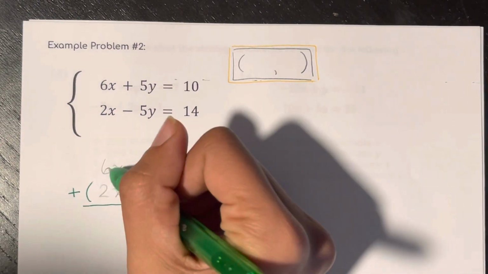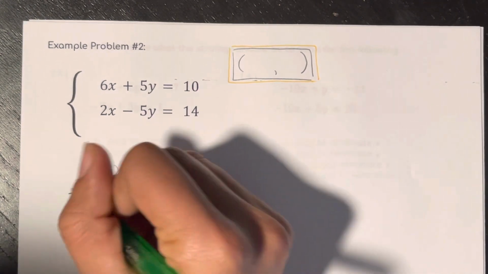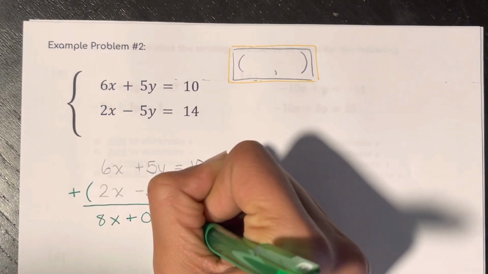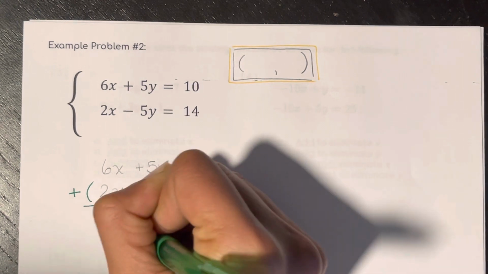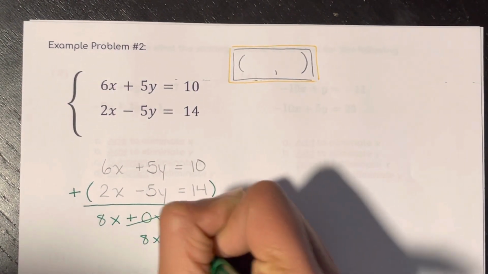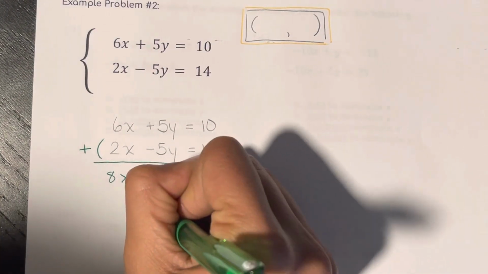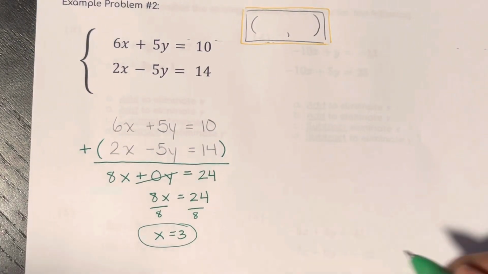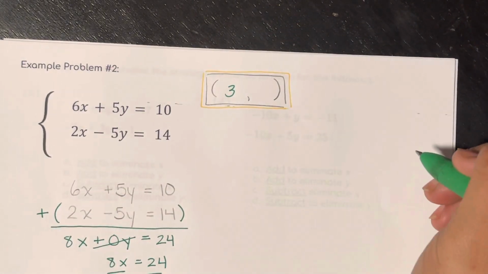So, 6x plus 2x is 8x. If I end up doing 5y plus negative 5y, I get 0y. And then 10 plus 14, that's 24. My y's canceled out, which means I had 8x is equal to 24. I'll divide both sides by 8, and I get x is equal to 3.